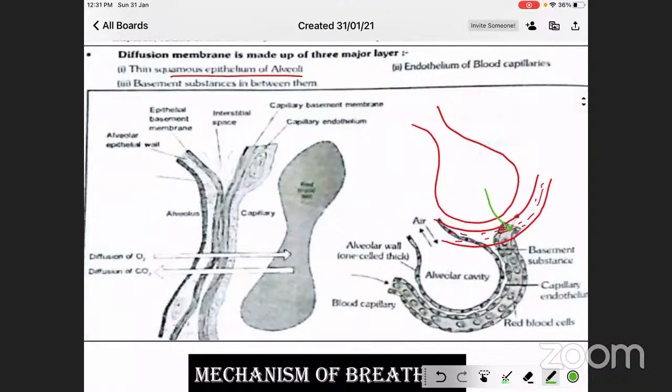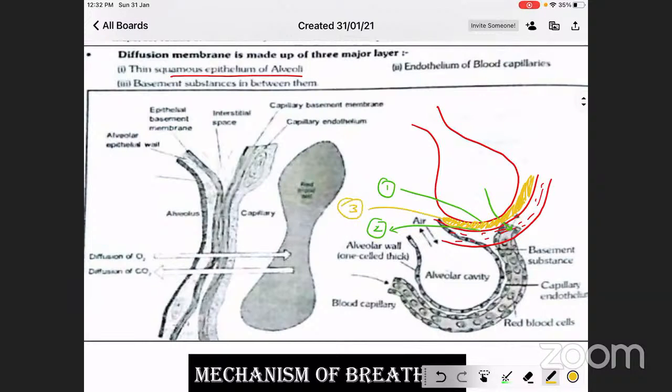We can see the first layer is this one, and this is the second layer, the layer of the blood vessel, or we can say the wall of the blood vessel. Between them there is the presence of the basement membrane. Between the blood capillary and the layer of alveoli there is the basement membrane. So this is the third layer.